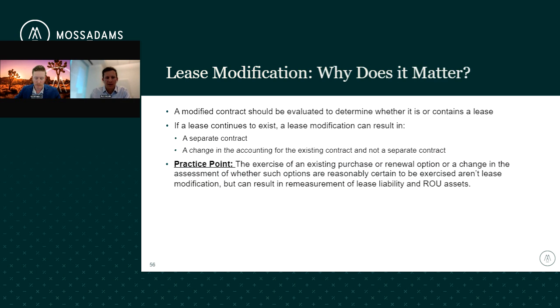Why does this matter? The lease modification is important. It could result either in a separate contract or a change just in the accounting for the existing contract. So this distinction is important with how it really flows through and it's disclosed in all of your financial statements and how it's calculated. So in order to determine if the lease is a separate contract, both criteria on the left of the screen must be present.